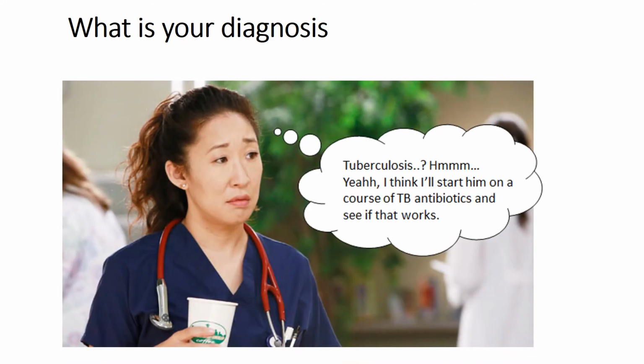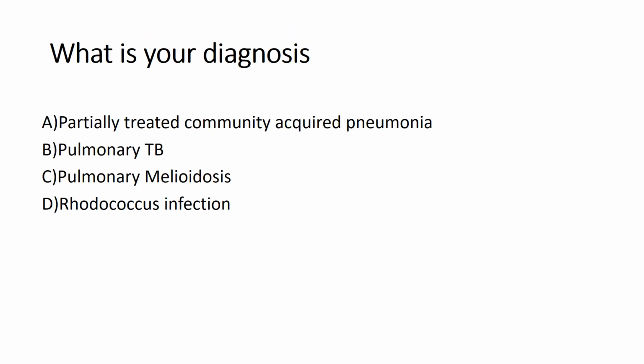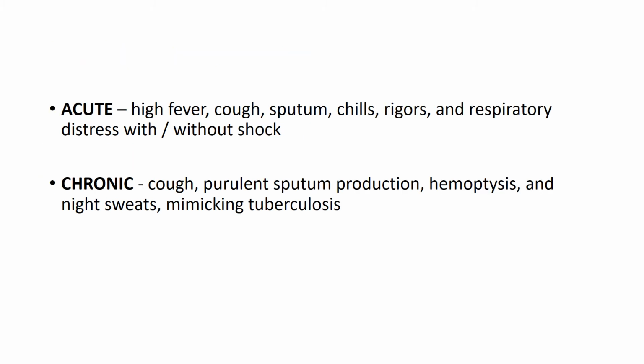Tuberculosis? Possible. In Malaysia, anything is possible, right? Anyway, since I'm talking on melioidosis, it has to be pulmonary melioidosis. Now, if you go by the definition, then he has chronic melioidosis, right? All right, now let's look at this.